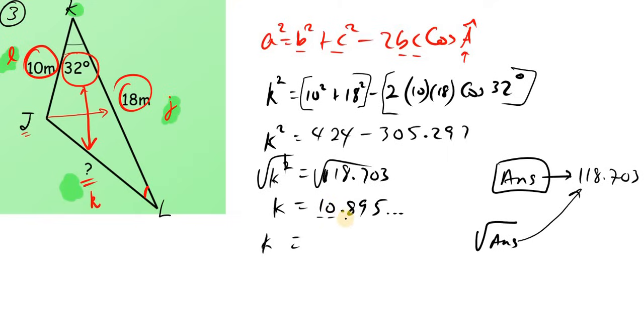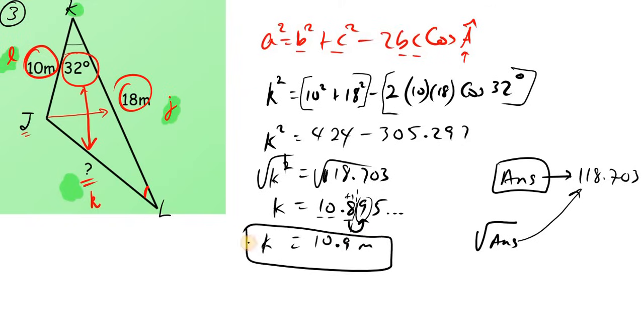So that's 1, that's 0, and the 8 here. But checking the next digit, it's in the category of 5 or more. This digit I'm going to chop off. It's in the category of 5 or more, so I'm going to add 1. So we're going to get 10.9. And since we deal with meters in this case, then my answer is in meters.